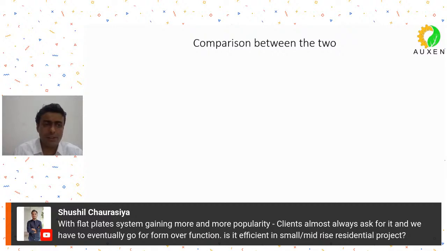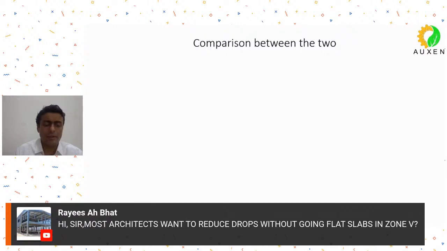Sushil is saying that because of the pressure of architects, it's more about architects than clients, because clients can be better educated by the engineers to choose a better system, but it is more about architects, I believe. So with flat plate systems, clients always ask for it, and we have to eventually go for form over function. Very nice, very well put.